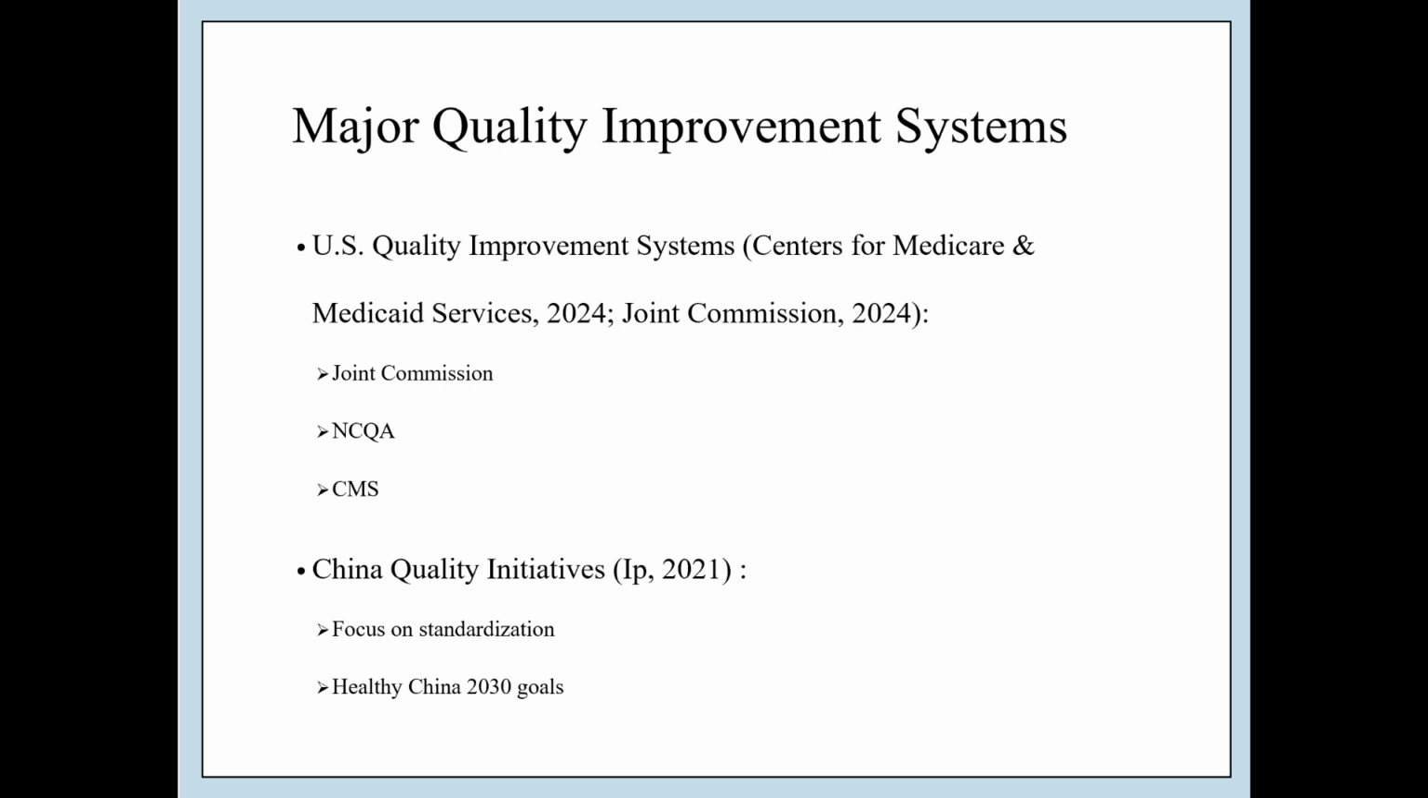For China, the quality initiative being put into place is a focus on standardization. They're trying to standardize the care in China and standardize the healthcare insurance and policies that are put into place. They also have Healthy China 2030 goals, which is a set of goals that has been set forth in China that they should meet by the year 2030 in order to see an improvement in the health of their citizens.